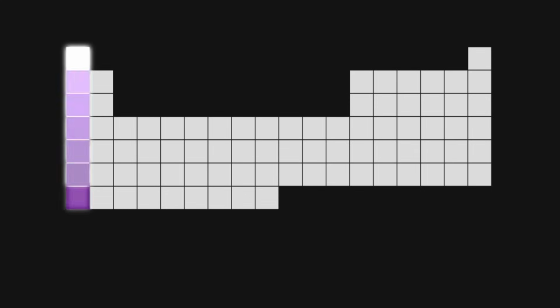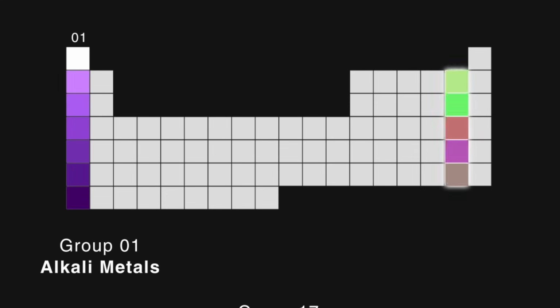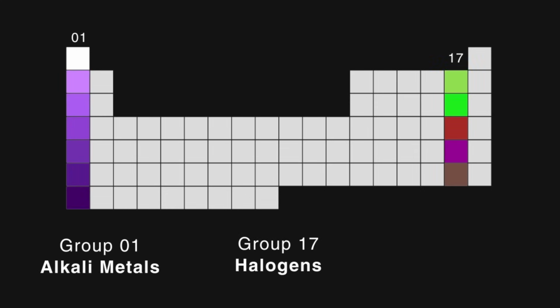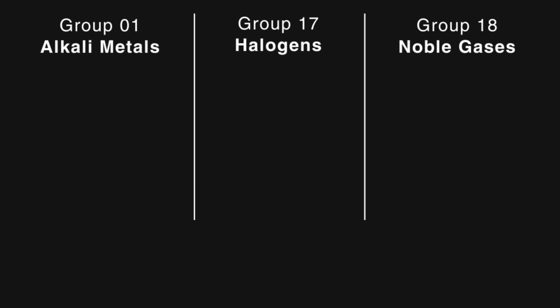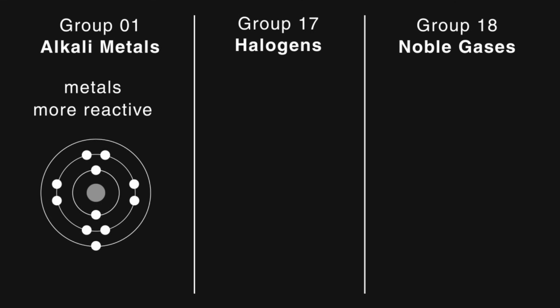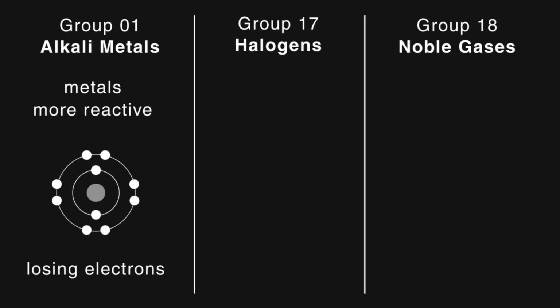There are 3 groups of the periodic table that are usually studied. Group 1, the alkali metals, group 17, called the halogens, and group 18, called the noble gases. As we go down group 1, the metals become more reactive. This is because metals react by losing electrons, and it is easier to lose the outer shell electron the further it is from the positive nucleus.